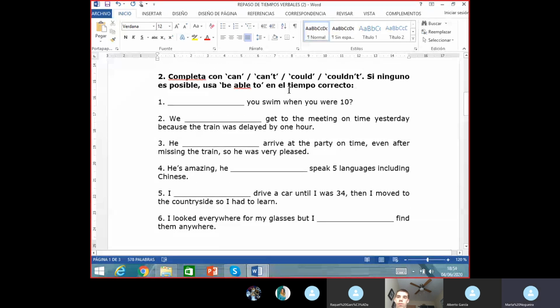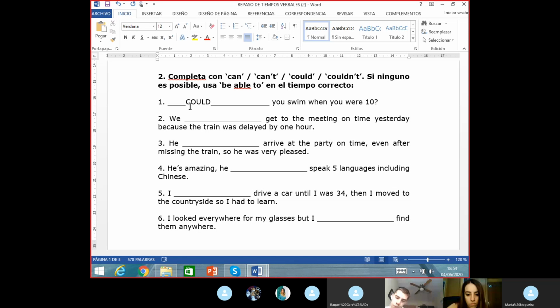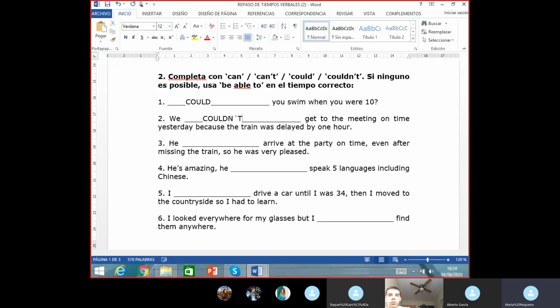That was it. And now let's see. So, could you swim when you were 10? We couldn't, because of the context, we couldn't get to the meeting on time yesterday because the train was delayed by 1 hour. 3, he could arrive at the party on time even after, incluso después, okay, even after, incluso después. Even after missing the train, después de una preposición siempre va ing.